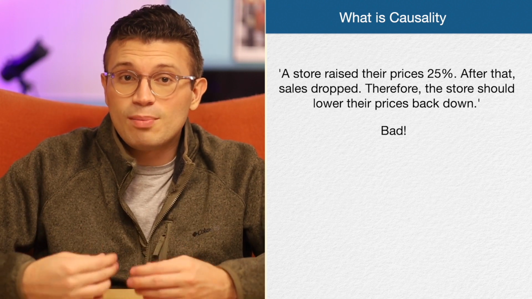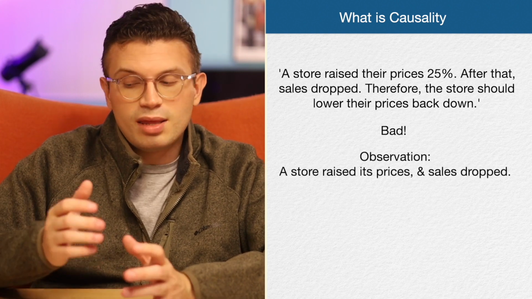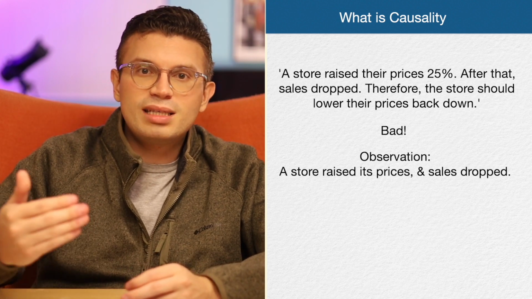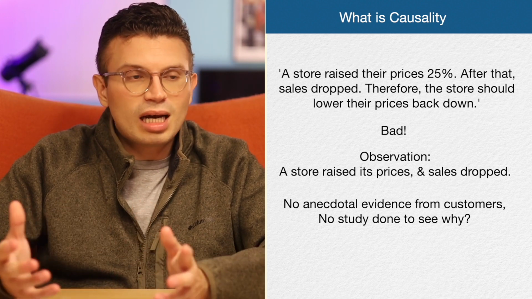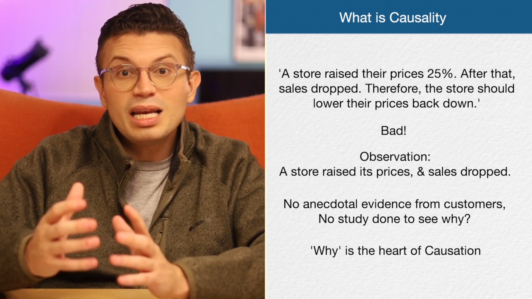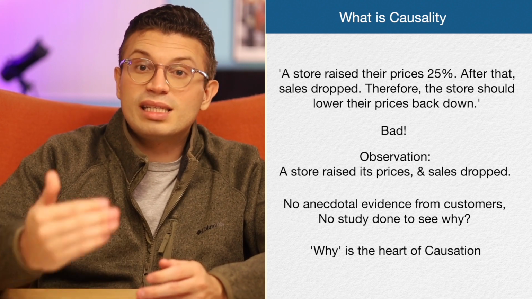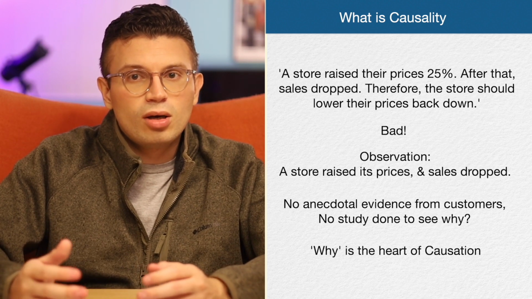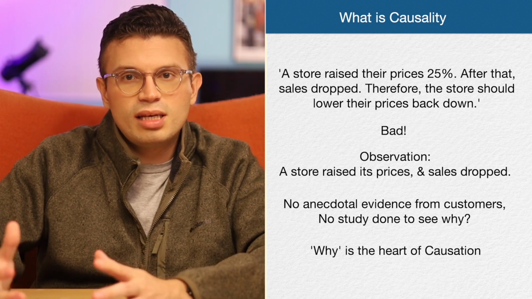What we had there in that example was an observation, actually two observations. We said that a store raised its prices, and then we said sales dropped. But we have no evidence to show that the price increase caused a decrease in sales. No anecdotal evidence from customers, no study done to see why, and that why is the heart of causation. It's the beating heart of causation. Whenever the LSAT gives you an observation or a set of observations, you should immediately ask yourself, why is this true?